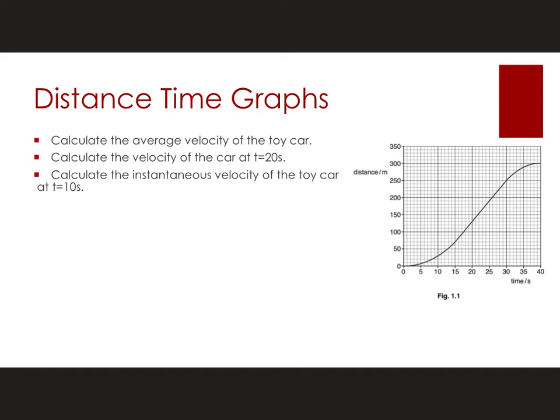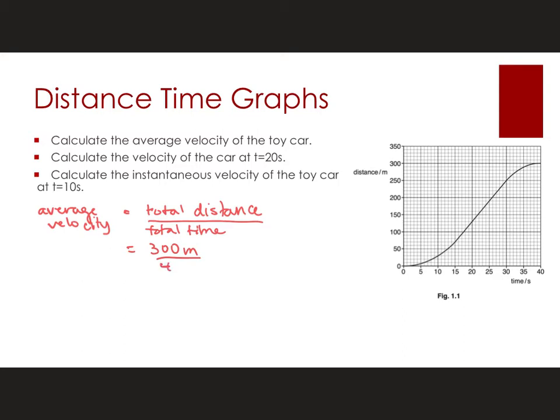Okay, so the first part it says calculate the average velocity of the toy car. So for average velocity, it's always just total distance over total time. And you can read off this graph, the last point here is after 40 seconds and 300 meters. So I'm just going to substitute that into our formula. Remember, we can put on here the units as well as the values. That's going to end up giving me 7.5 meters per second.